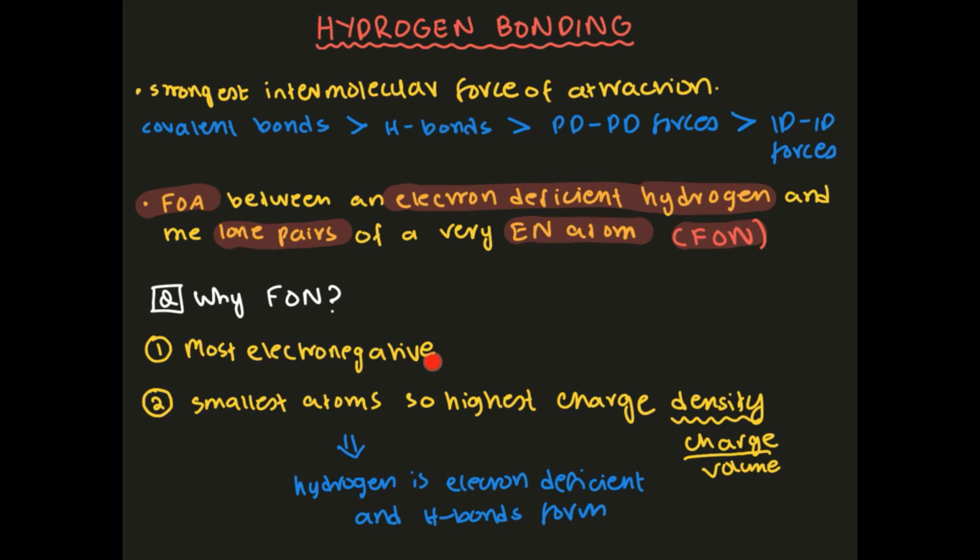The first one is that they're the most electronegative, and the reasons for that have been discussed in the video on electronegativity and polarity. So if you're confused about that, you can check out that video. And the second reason is that they have the highest charge density. Now, charge density is going to be charge divided by volume. So these atoms are going to be the smallest, so their volume is going to be the least. So because of that, the charge density is going to increase. And both of these factors are going to lead to hydrogen being highly electron deficient, so it's going to be able to attract the lone pairs and hydrogen bonds are going to form.